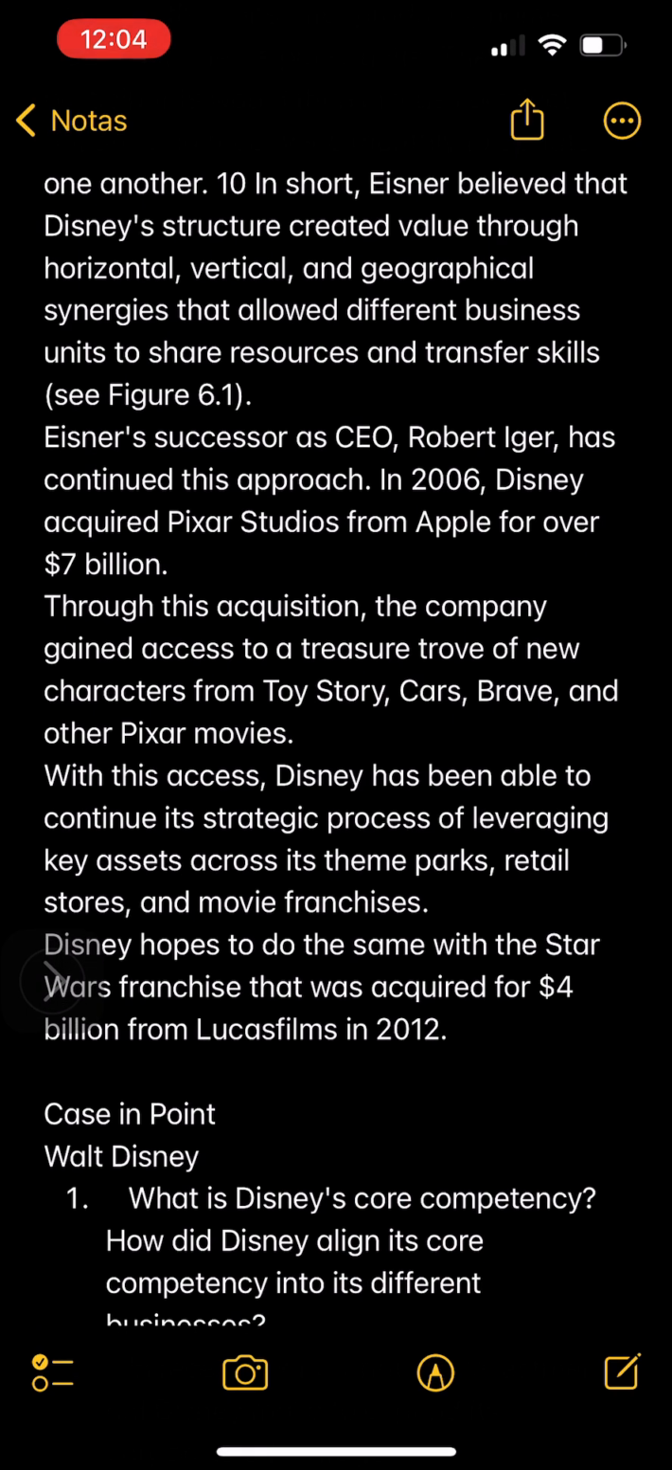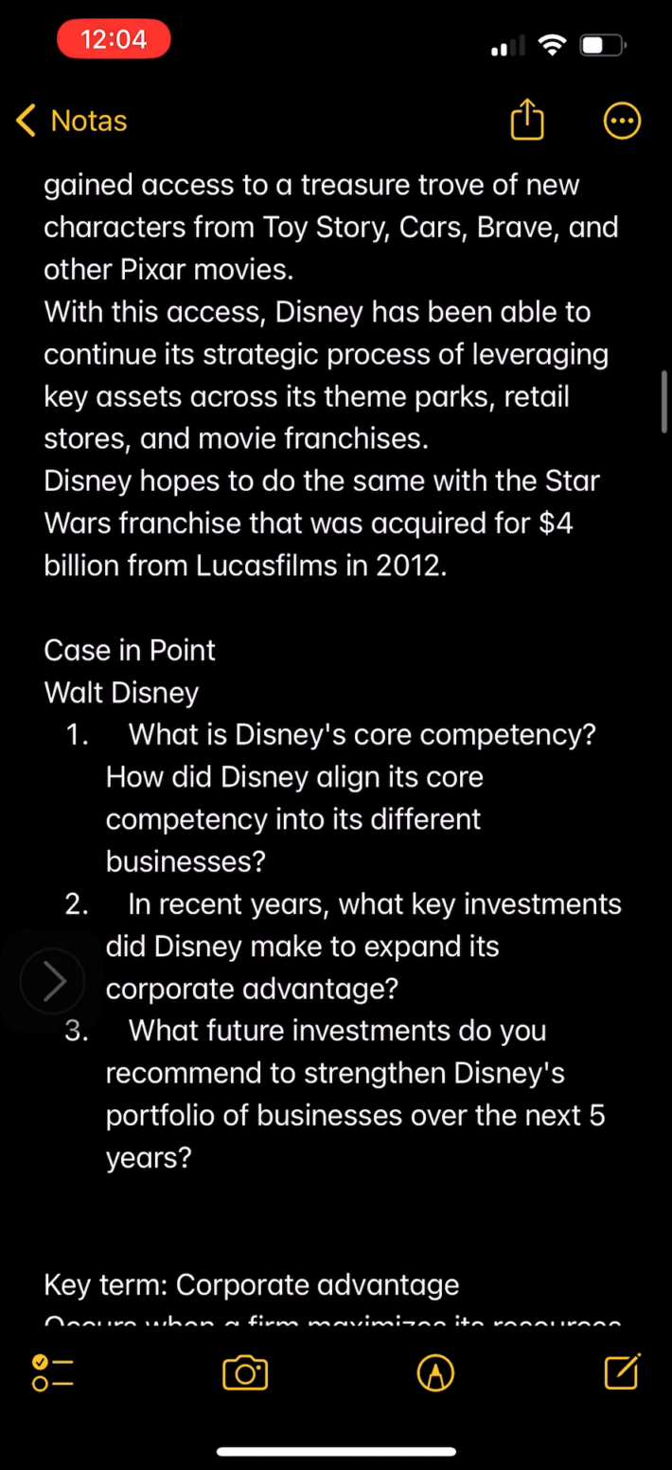In 2006, Disney acquired Pixar Studios from Apple for over $7 billion. Through this acquisition, the company gained access to a treasure trove of new characters from Toy Story, Cars, Brave, and other Pixar movies. With this access, Disney has been able to continue its strategic process of leveraging key assets across its theme parks, retail stores, and movie franchises. Disney hopes to do the same with the Star Wars franchise that was acquired for $4 billion from Lucasfilm in 2012.